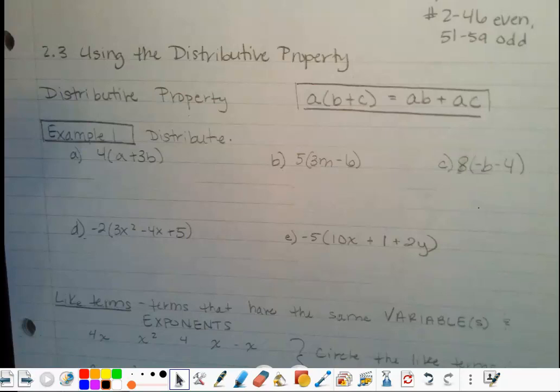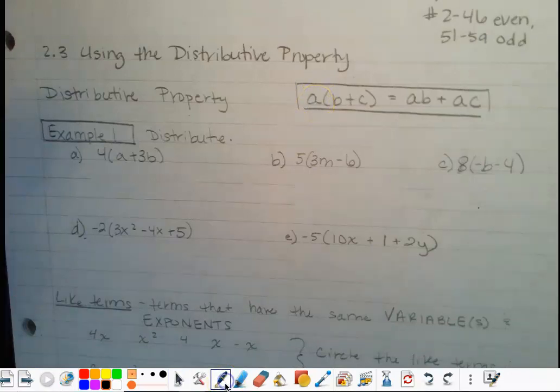All right, for Algebra 1 today, we have lesson 2.3, using the distributive property. Okay, so first up, the distributive property is outlined right here. So notice we have A, or the quantity, let me get my pen. There we go. We have A times the quantity B plus C.